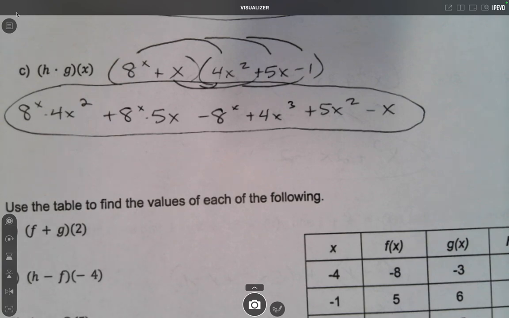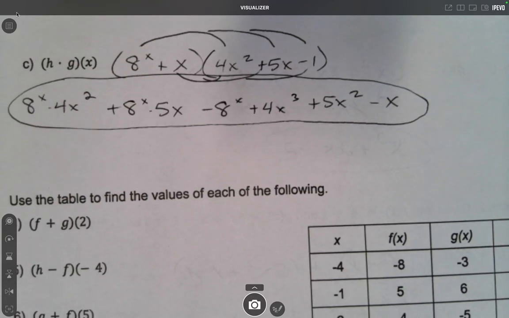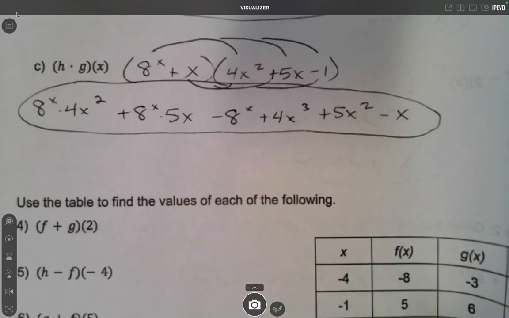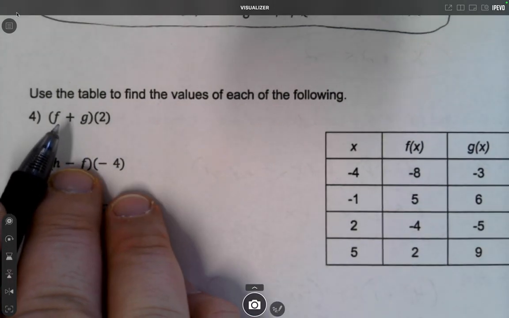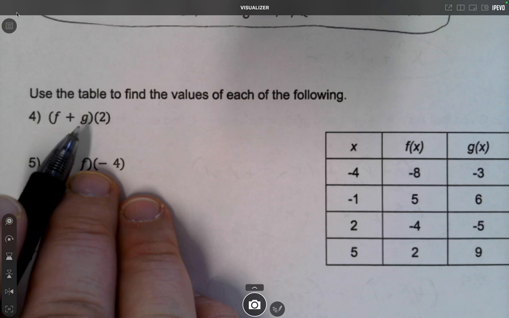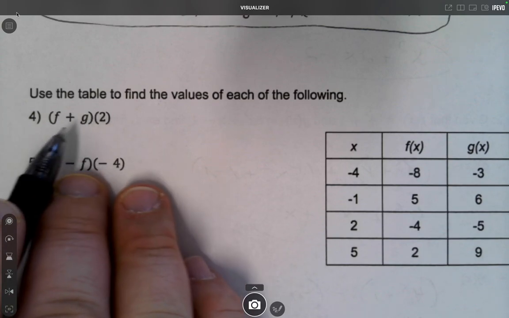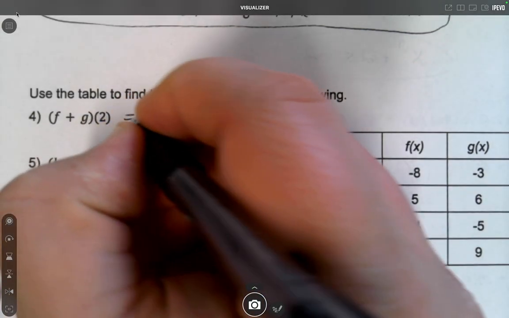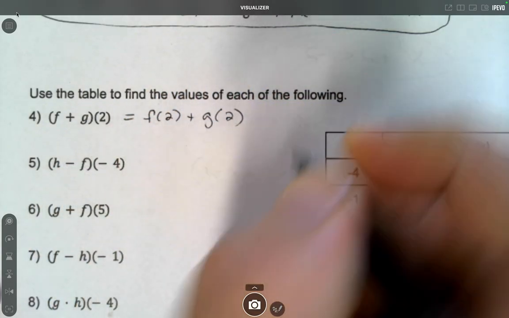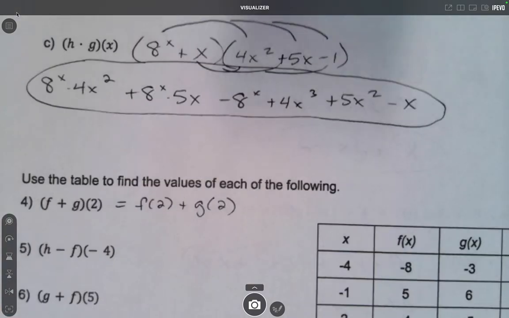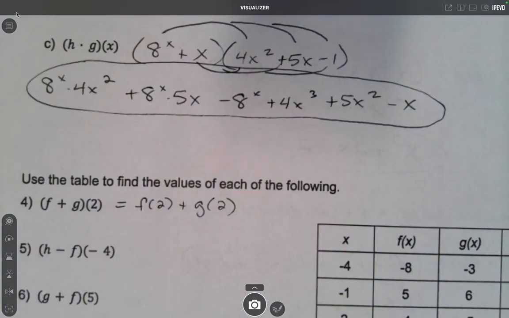Okay, last bit we have to know, we've seen how we can add, subtract, and multiply functions. Now we're going to be dealing with the value of functions. So on number 4, it says add f and g, the functions together, then plug in 2. There's nothing wrong with the way this is written, but if it helps you think about it, this is the same thing as saying what's f of 2 plus g of 2. Now it kind of looks like we're distributing the 2. We're technically not, because this isn't multiplying, this is just us using function notation, but it can help clear this out.